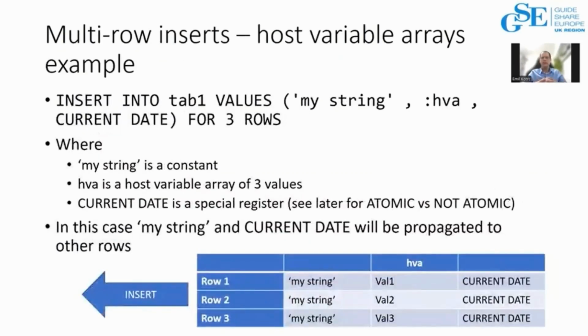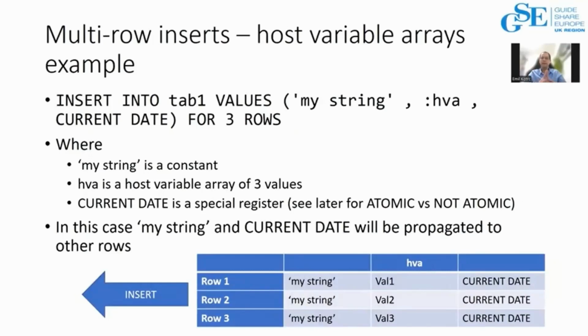So here is a simple example. I'm inserting into my table 1 values, and as you can see, I'm inserting 3 columns. The first argument of values is my string, so it's some constant. The second is the actual host variable array, so that's where I will have all the values for the second column I want to insert. And the third column I'm inserting is current date. As you can see, it's only 1 value, but I will explain how it works.